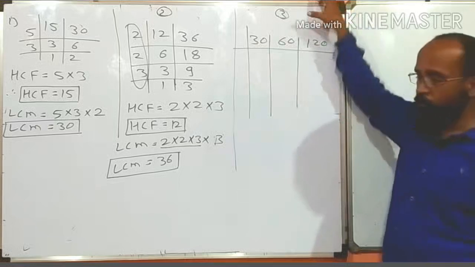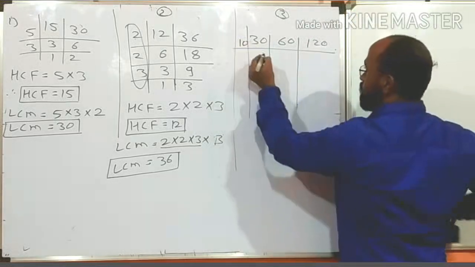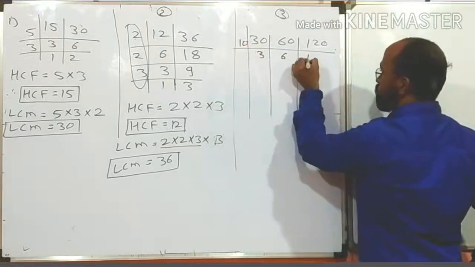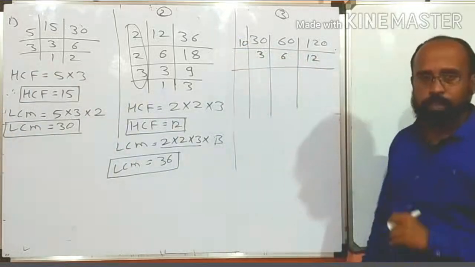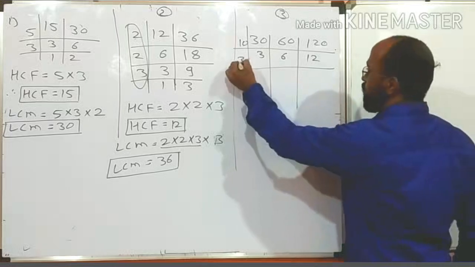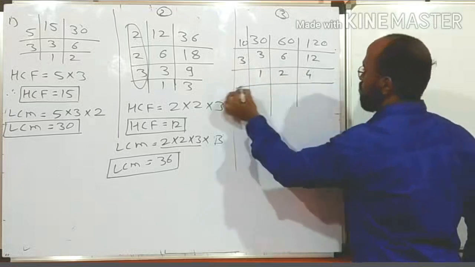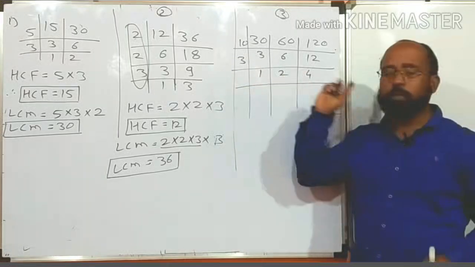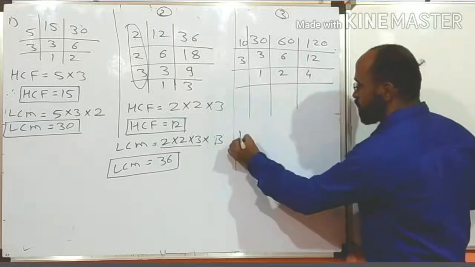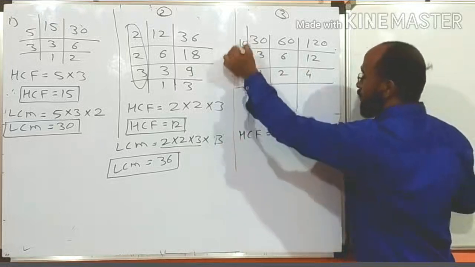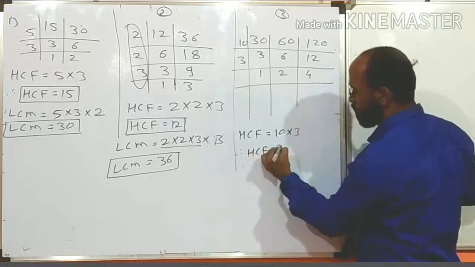Let us verify it. All these three numbers are divisible by 10. So if we divide them by 10, answer will be 3, 6, 12. 3, 6, 12 are divisible by 3. So by dividing by 3, 1, 2, 4. Now all three numbers are not divisible by any number. So we have to stop here for HCF. So HCF is equal to 10 into 3. HCF is equal to 30.